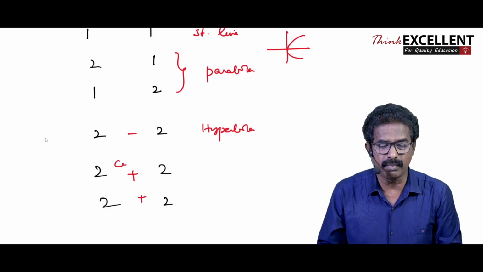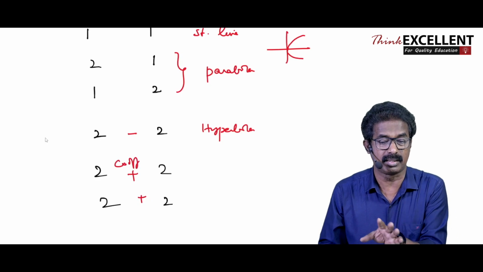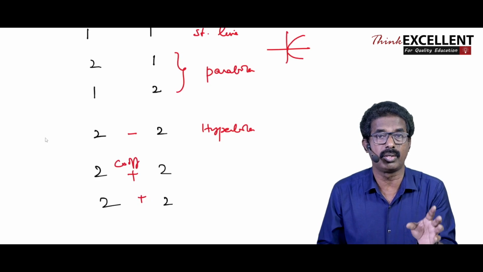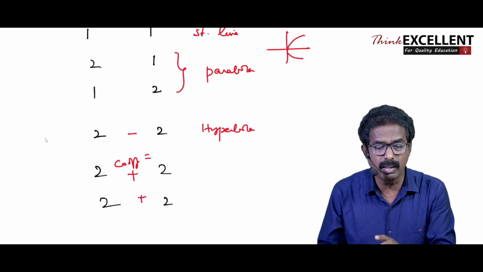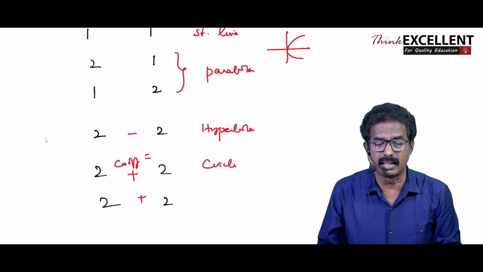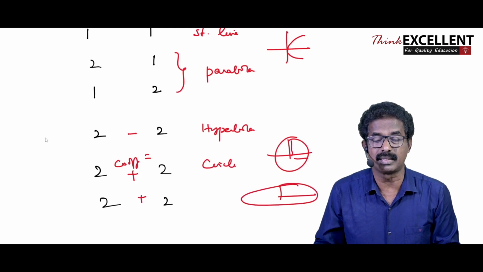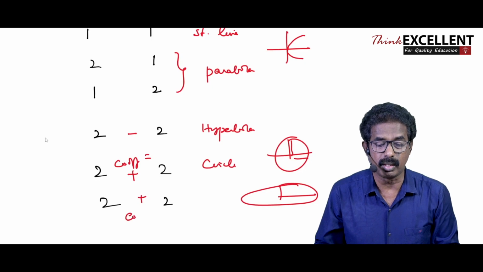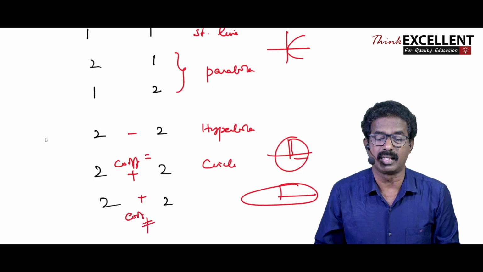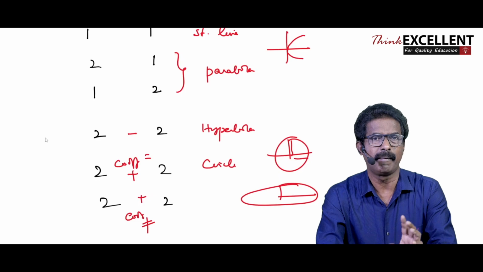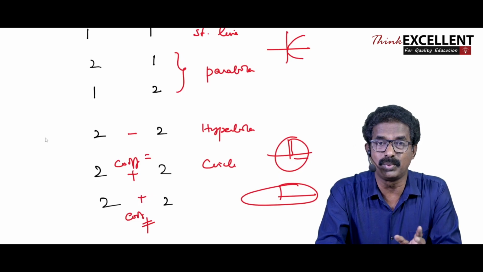If the coefficients of x square and y square are equal, then it is a circle, both the lengths are equal. When the lengths are different, then it is not a circle, it is an ellipse. If the coefficients are not equal, then it is an ellipse. So simple idea. Now when you do the sum, you can understand better.